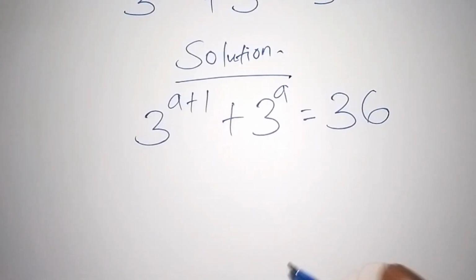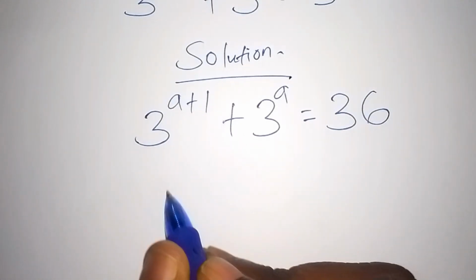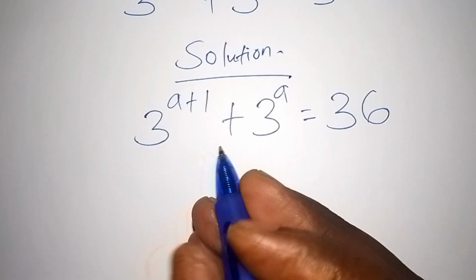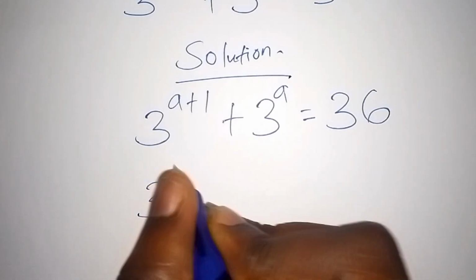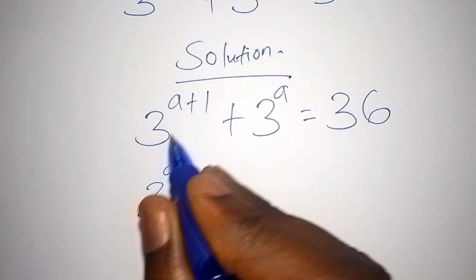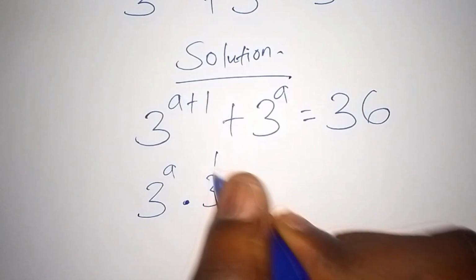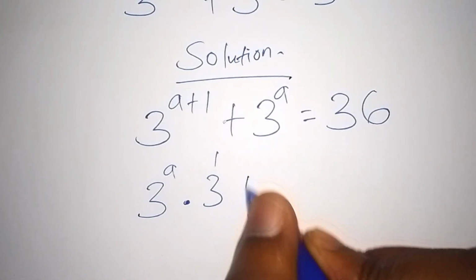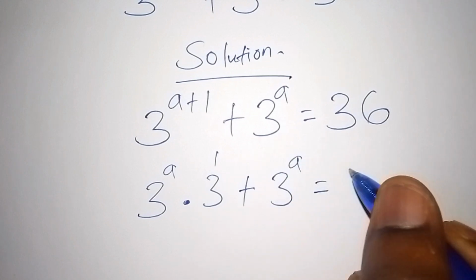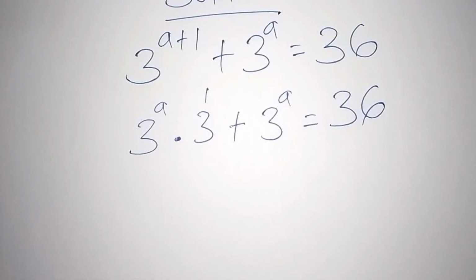So here we shall say that when we have the sign of multiplication, we change to addition. Addition changes to multiplication. So here we shall have 3 to the power of a, then the plus shall change to multiplication: 3 to the power of a multiplied by 3 to the power of 1. Then here we shall have plus 3 to the power of a, which is equal to 36. So that is our first step.